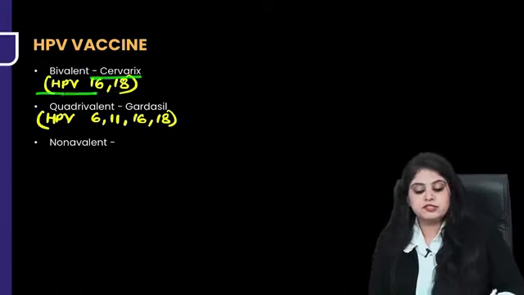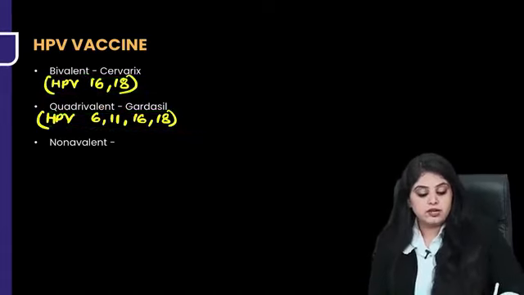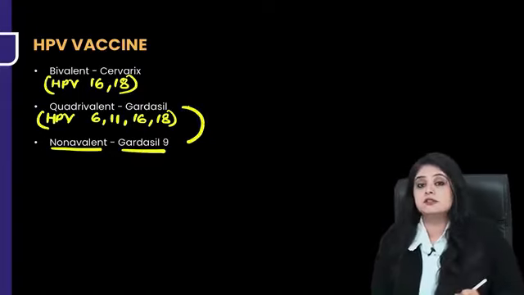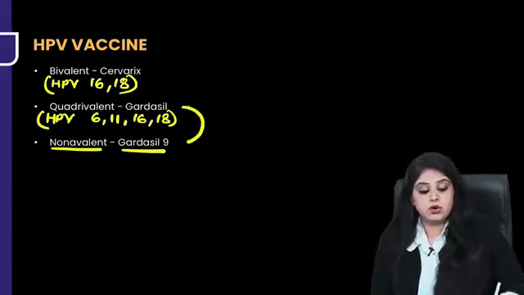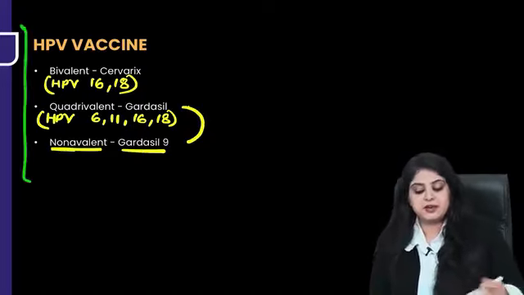So Cervarix is going to be 16, 18 and bivalent obviously, and Gardasil is going to be 4 valencies, so quadrivalent. What is nonavalent? Nonavalent is also known as Gardasil but with 9 strains. It actually protects against nona. Nona means it protects against 9 strains, and these are the vaccines that you have to know.